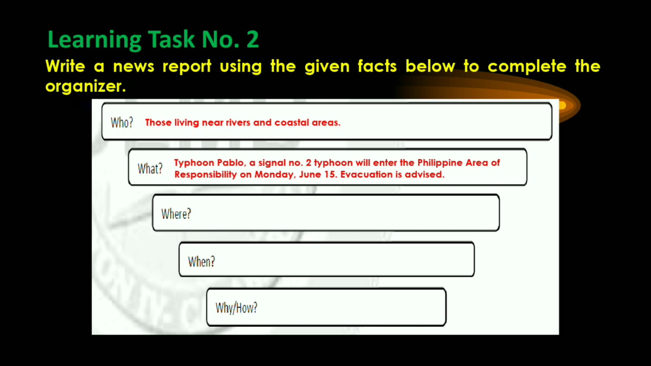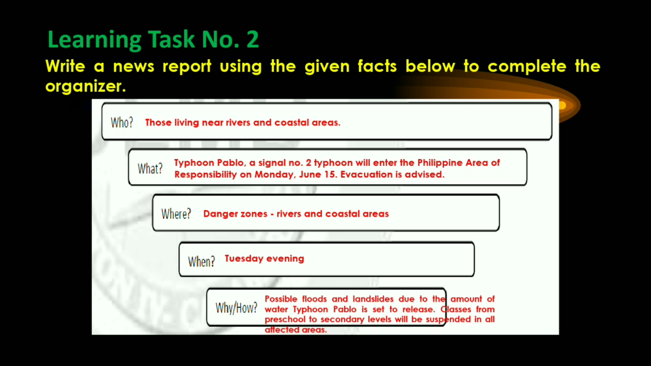So evacuation is advised. Where? Danger zones, rivers, and coastal areas. When? Tuesday evening. And why? Possible floods and landslides due to the amount of water Typhoon Pablo is set to release.